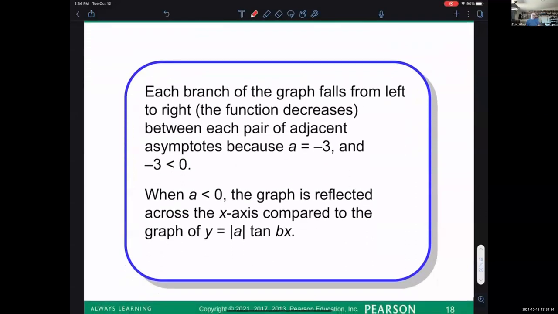Each branch of the graph falls from left to right, meaning the function is going down as you look across the graph from left to right. And that's because it got turned upside down, where the original tangent graph went up from left to right. And so that's the negative aspect of the multiplier that was outside of the tangent.